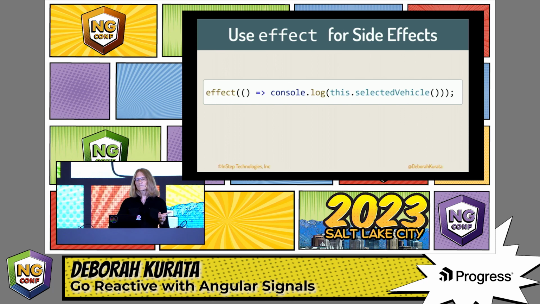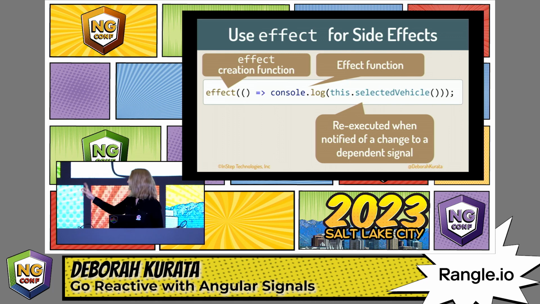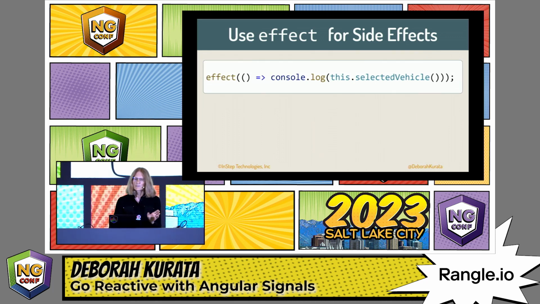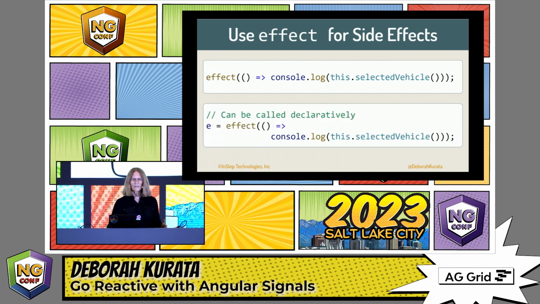There is also an effect for side effects. So here we have the effect creation function, and then some kind of function that executes when the dependent signals change. We can use the effect by calling it like this in a method, or it can be called declaratively by assigning it to something.